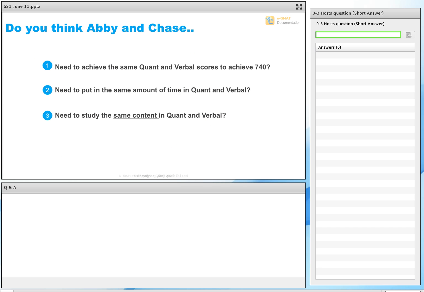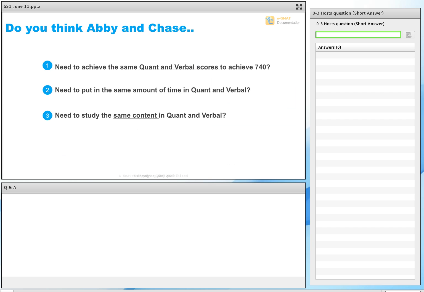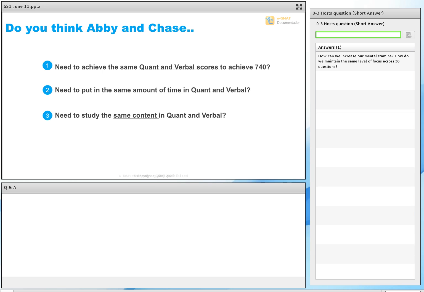Okay, so when you look at this, I think it's really obvious that they don't need to approach the test the same way to achieve that score of 740. They need to leverage their respective strengths. The amount of time they put in quant and verbal should be very different as well. And of course, given their starting abilities, they don't need to study the same content in quant and verbal.